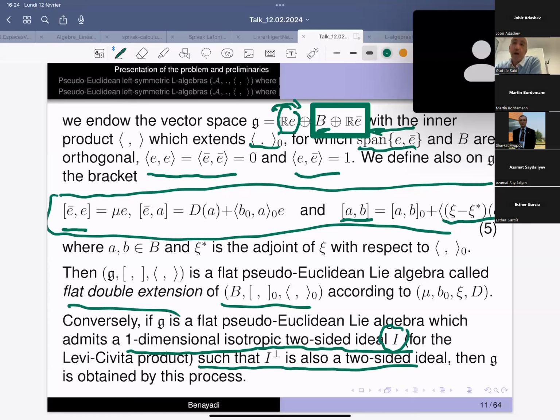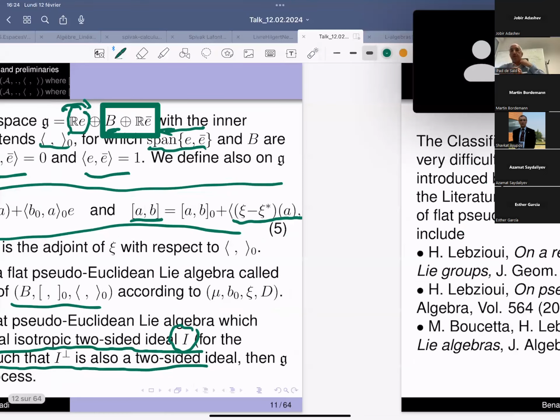In this case, you can say that there exists a flat Lie algebra B of dimension dim G minus 2, and you can construct G by this double extension. This is the result of the process of double extension by a one-dimensional Lie algebra introduced by Aubert and Medina. But the classification of flat pseudo-Euclidean Lie algebras seems very difficult.